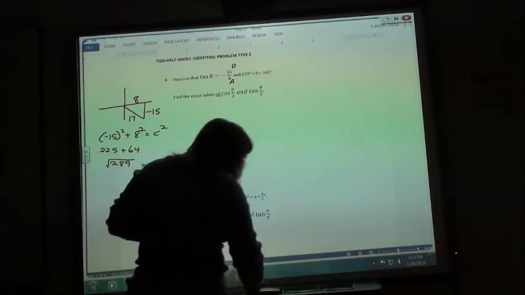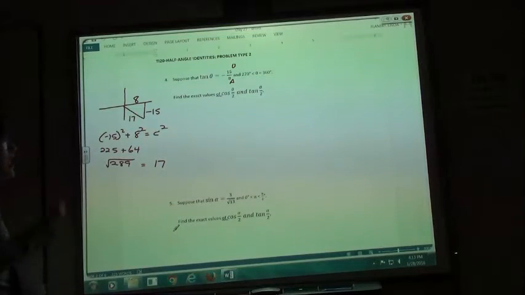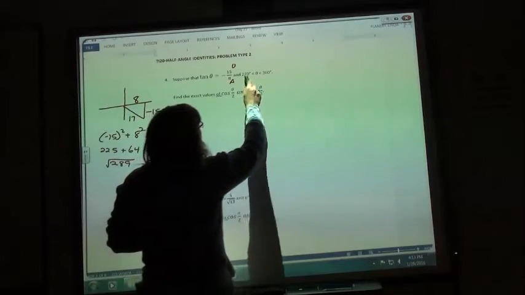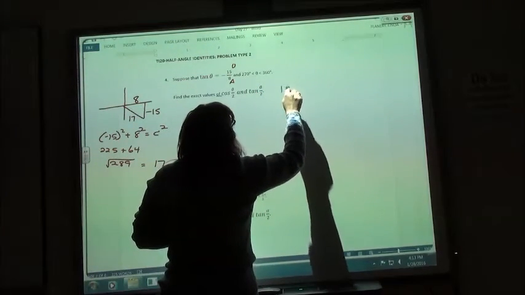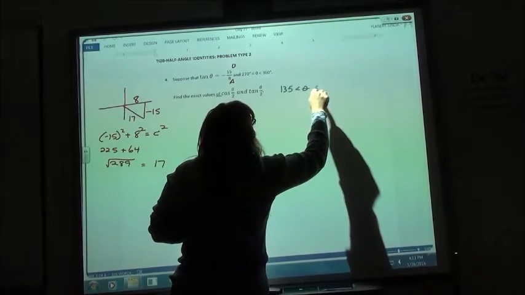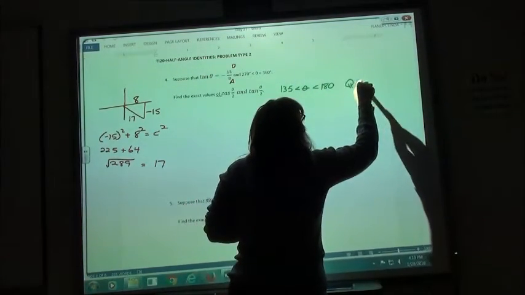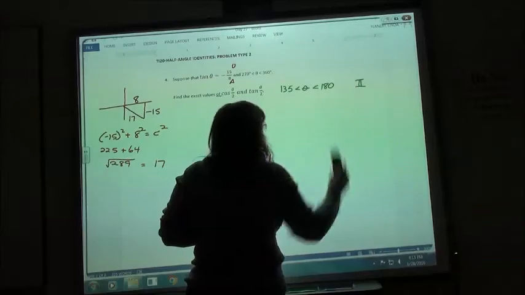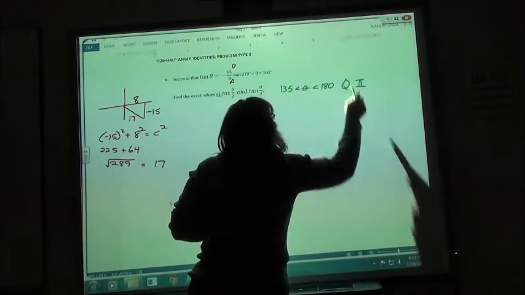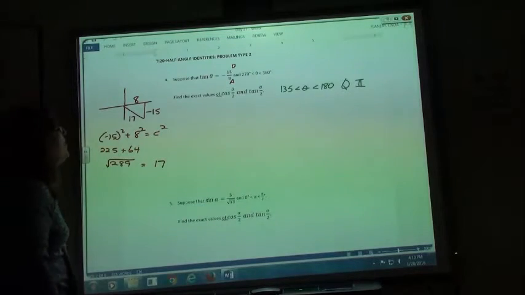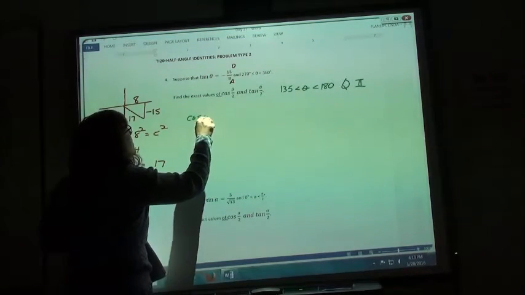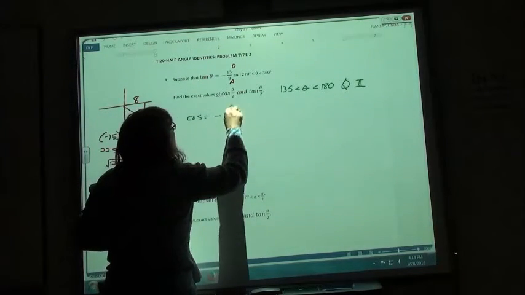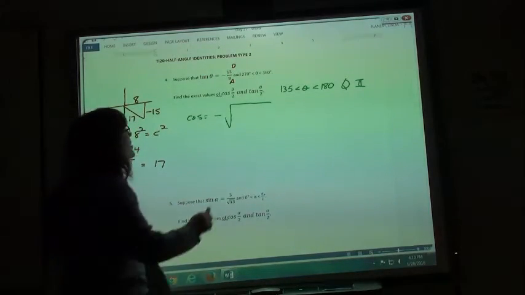Now when I'm doing my half angles, I want to figure out what quadrant my half angle is in so I know if my cosine or my sine is going to be positive or negative. So here my half angle would be half of those, between 135 and 180. So my half angles are going to be in quadrant 2. So using my half angle formula for the cosine, I'm in quadrant 2, my cosine is going to be negative.